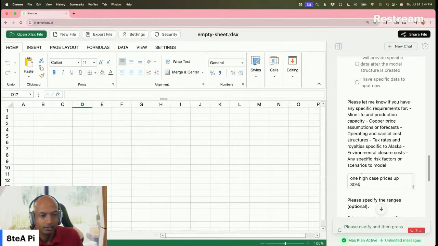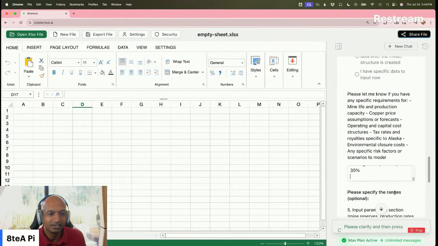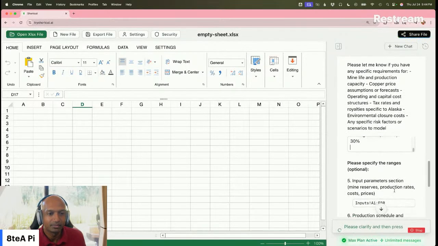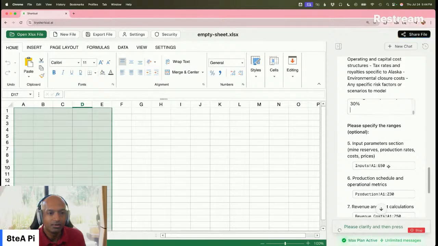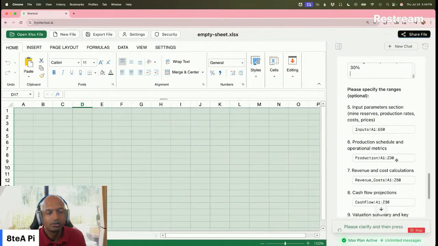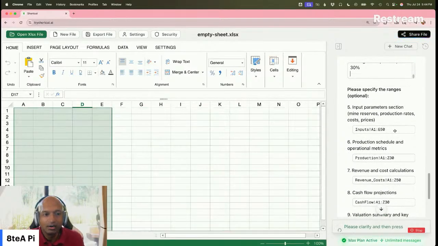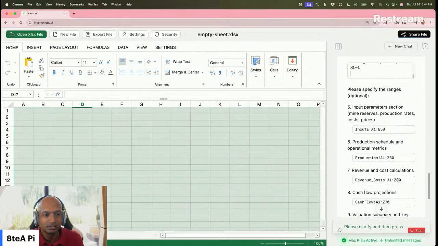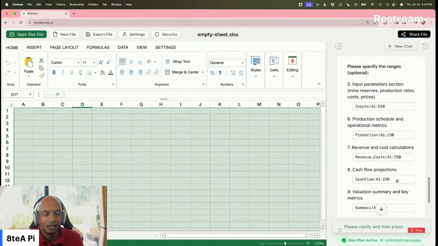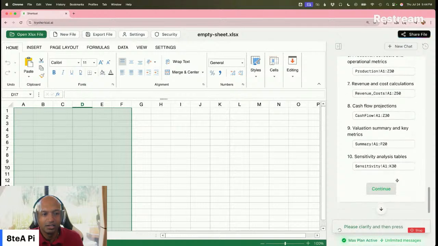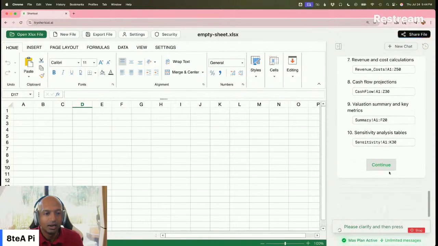And I think it's almost been 30 years the mine has been blocked. So let's see if it does that. Input parameters section, mine reserves. Okay, production schedule. So it's defining where it's going to put all the details. That's interesting. And it's basically telling me I can change it. I don't really know what it's going to do.